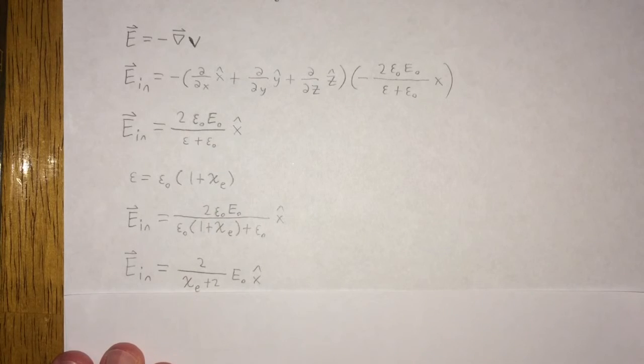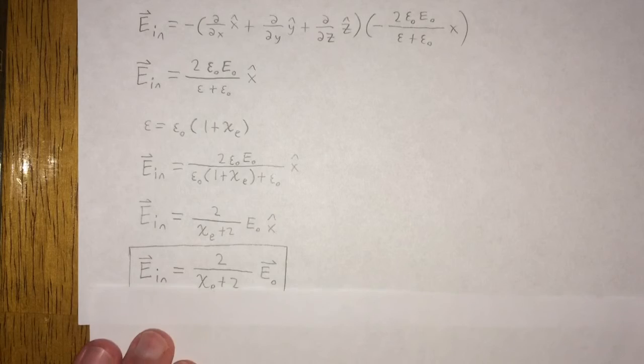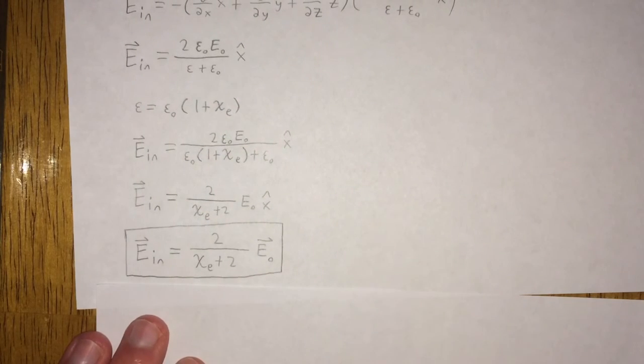Because we set the vector E naught pointed in the x direction, we can define the equation like this. And what is interesting about this equation is that it demonstrates that the field within the cylinder is pointed in the same direction as the field that the cylinder was set in. The inner field just has a smaller magnitude. And that is all I have regarding this topic.